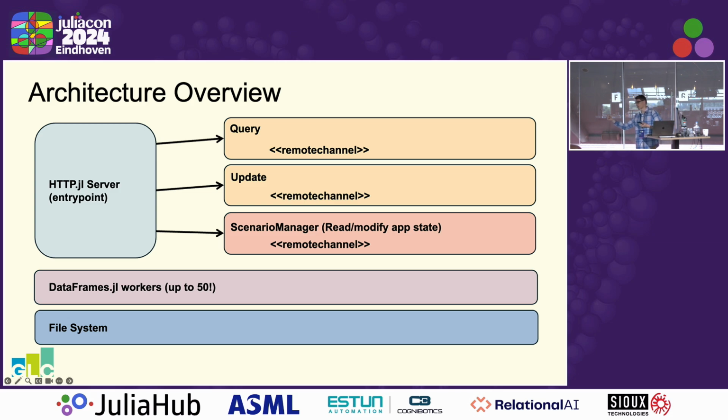We're saying, hey, we're locking this data down for this specific user. We're not letting anyone else use it. And generally just some other state management. So all of this is using DataFrames.jl workers, and we've distributed them across upwards of 50 workers on production.